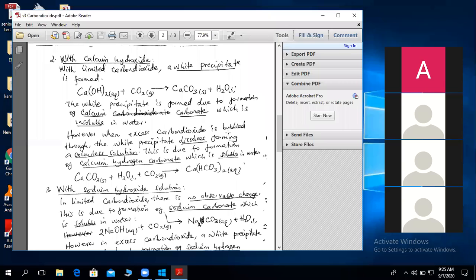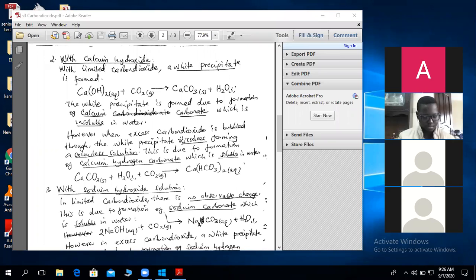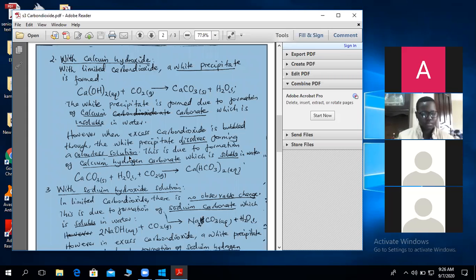We are saying, however, that when excess carbon dioxide is bubbled through, the white precipitate dissolves, forming a colorless solution. When you continue to bubble carbon dioxide in this solution, this white precipitate of calcium carbonate will dissolve, and it will form a colorless solution. This is our colorless solution, and it is very important, so it is a marking point.